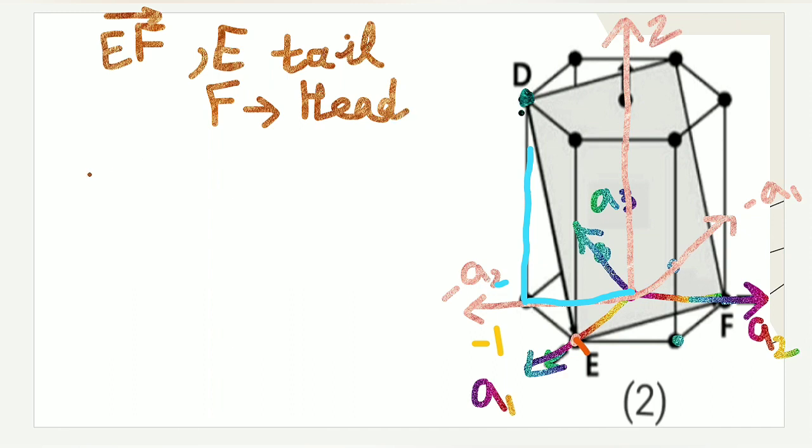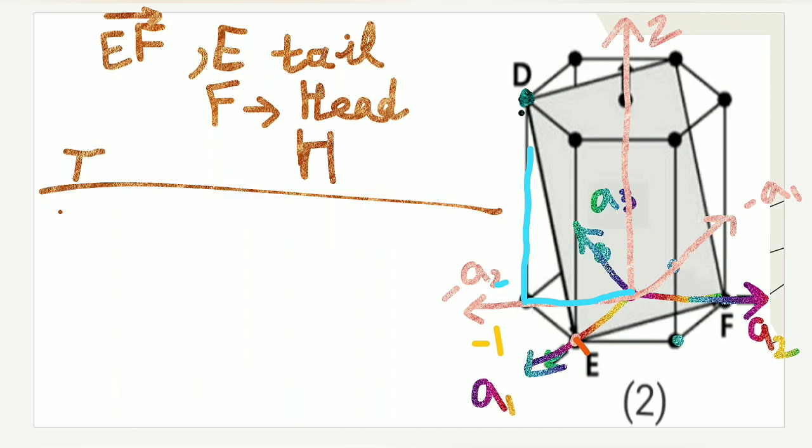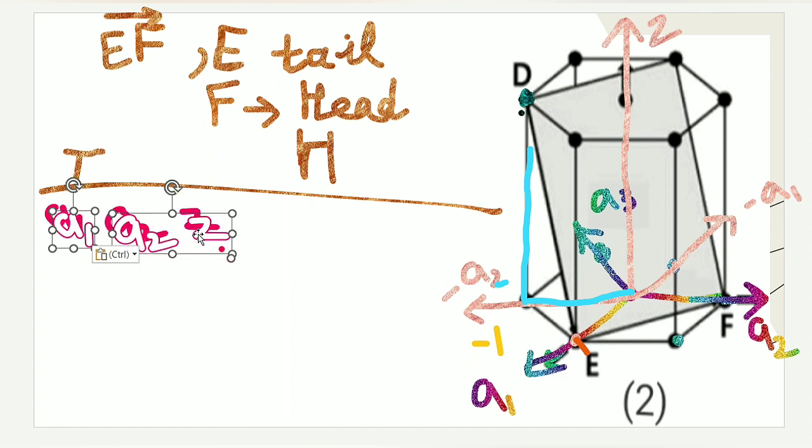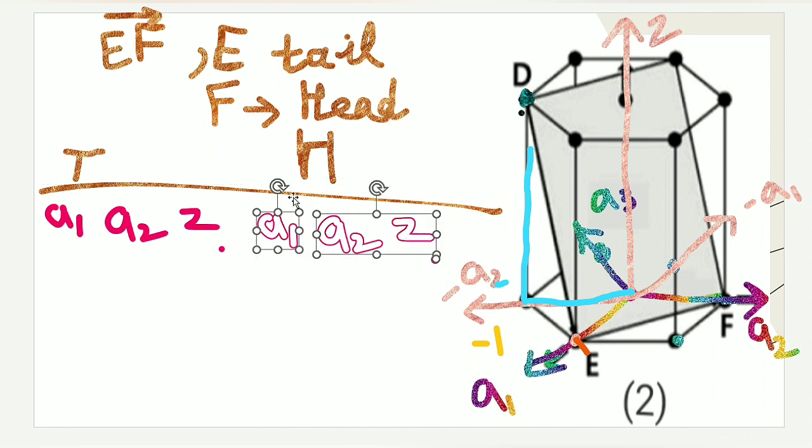Now we need to calculate the coordinates for head and tail. Here will be the tail coordinates and here will be the head coordinates. So I needed to write H here, that's H. And the coordinates will be for the three axes, which are A1, A2 and Z.